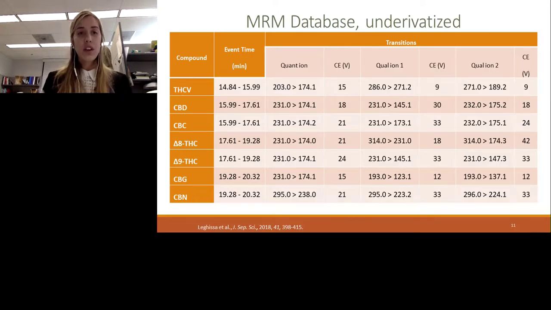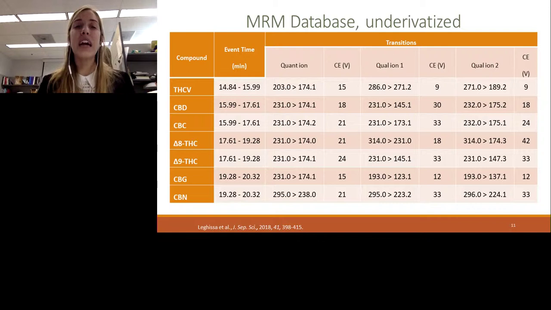So this table actually shows, on the other hand, how we are going to describe the multiple reaction monitoring results. We call it a database. I have the database also for the derivatized ones, but for the purpose of this presentation, I'm just going to show one of them because it's a huge set of numbers and it may or may not be extremely interesting in the long run.